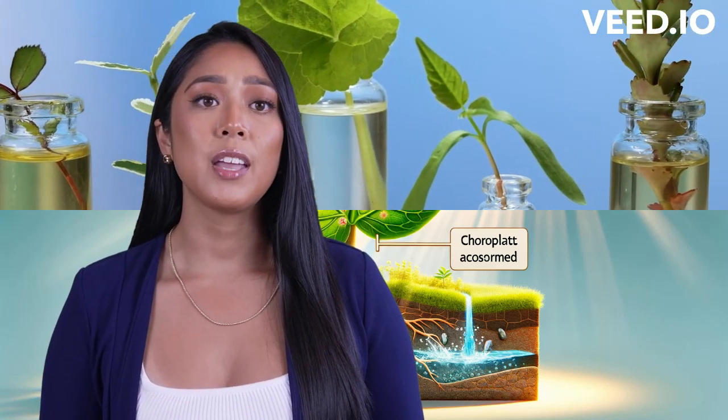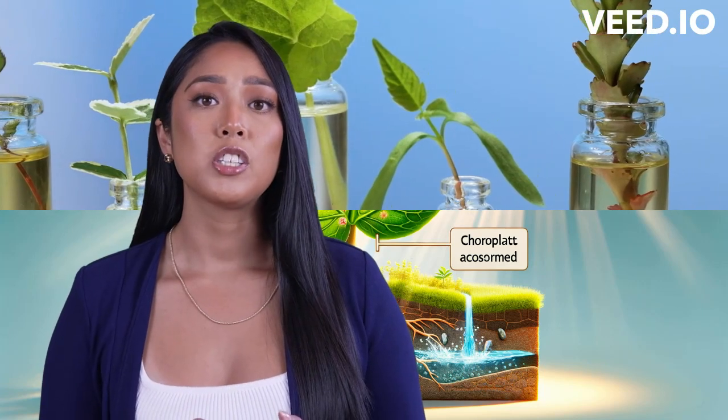Food production. It produces glucose, which plants use for energy and growth. Carbon cycle. It helps regulate atmospheric carbon dioxide levels. Fun fact: the first photosynthesizers, cyanobacteria, were among the first organisms to perform photosynthesis over 2.5 billion years ago, creating the oxygen-rich atmosphere we have today.